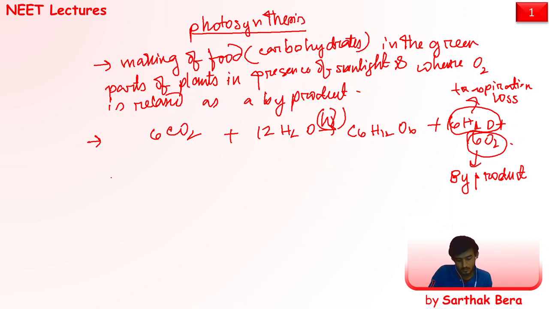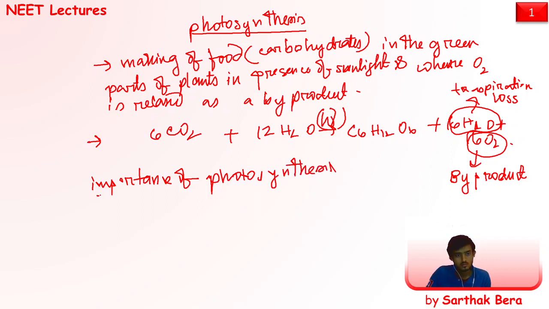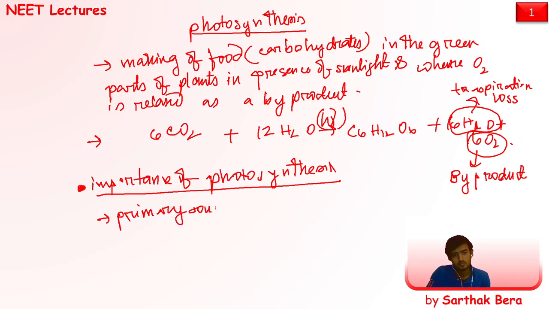And we have to talk about the importance of photosynthesis. So what is the importance of photosynthesis in our life? It is the primary source of food. That means the plants first synthesize food in them by fixing carbon dioxide and by using sunlight. So in our food chain, it is called the producer. Because of the plants, our food chain is alive, and because of the plants, our whole biosphere is alive. So it is the primary source of food.